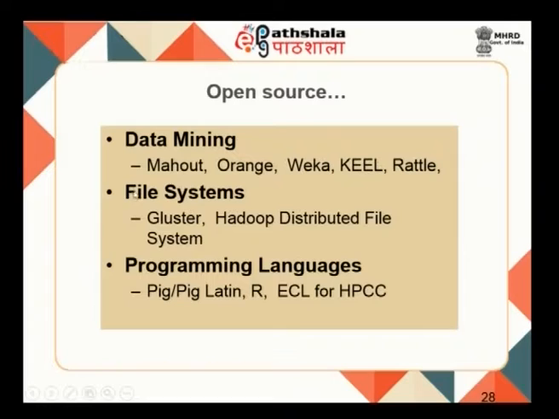Then we have file systems like Gluster and the Hadoop Distributed File System. The Hadoop Distributed File System is the underlying file system related with Hadoop. Then we have open source programming languages like Pig Latin, R language, and ECL for the High Performance Computing Cluster environment. So, these are the various open source tools or platforms that are currently available for analytics, for holding big data, and also for visualizing the results of analytics.